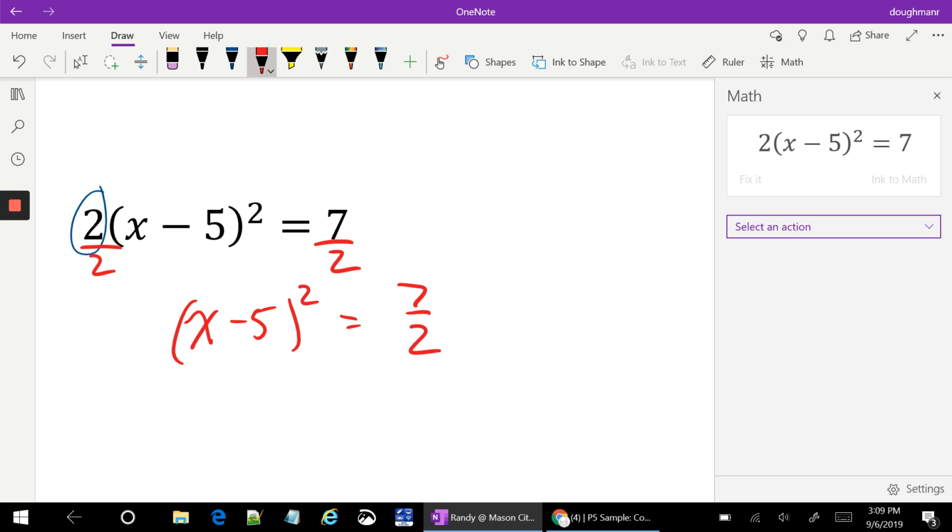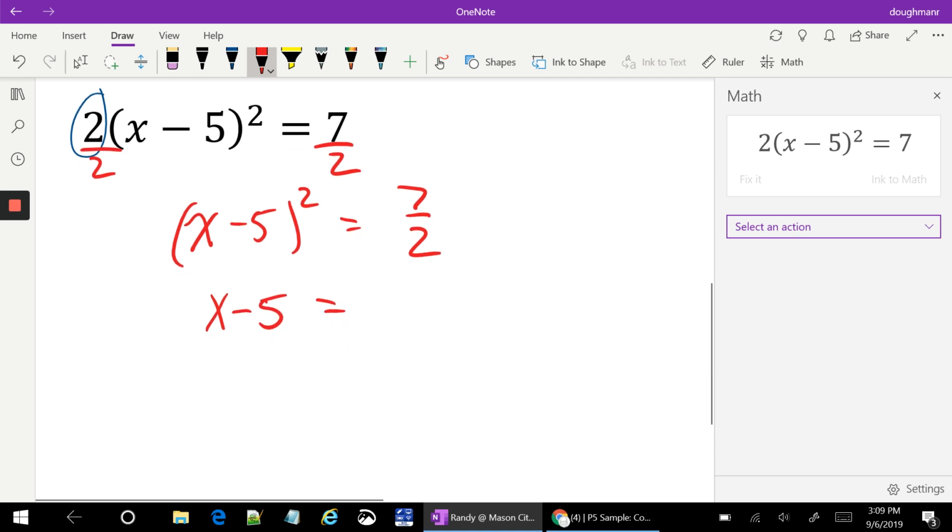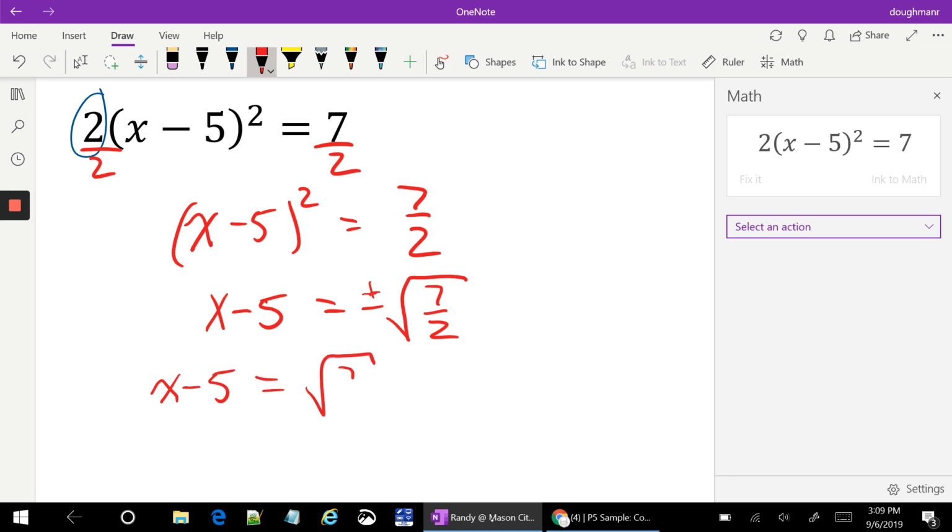Then when I take the square root of both sides, so to speak, I get x minus 5, and now I have to realize there are two numbers that can be squared to come up with 7 over 2, and that's plus or minus the square root of 7 over 2. Now, the square root of 7 over 2, I don't know that off the top of my head, so I'm just going to leave it in that form. So I realize I have two equations. x minus 5 equals positive square root of 7 over 2, and x minus 5 equals a negative square root of 7 over 2.